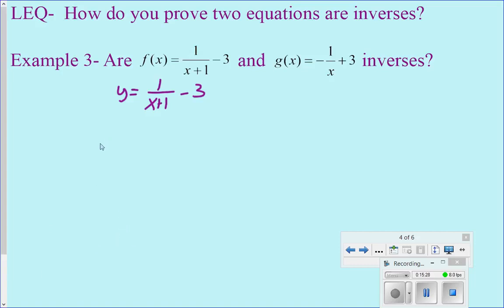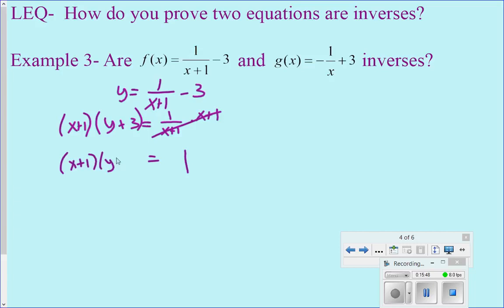Okay, so I'm going to add 3. I know that I'm trying to solve for x, that's my goal, and right now it's in the denominator, so I know I have to multiply by x plus 1 to get rid of the denominators. So I have 1 is equal to... remember, you don't want to multiply that out because that's getting further away from your goal, which is to solve for x. So instead of multiplying it out, I'm going to divide both sides by y plus 3. So now I have x plus 1 is equal to 1 over y plus 3.